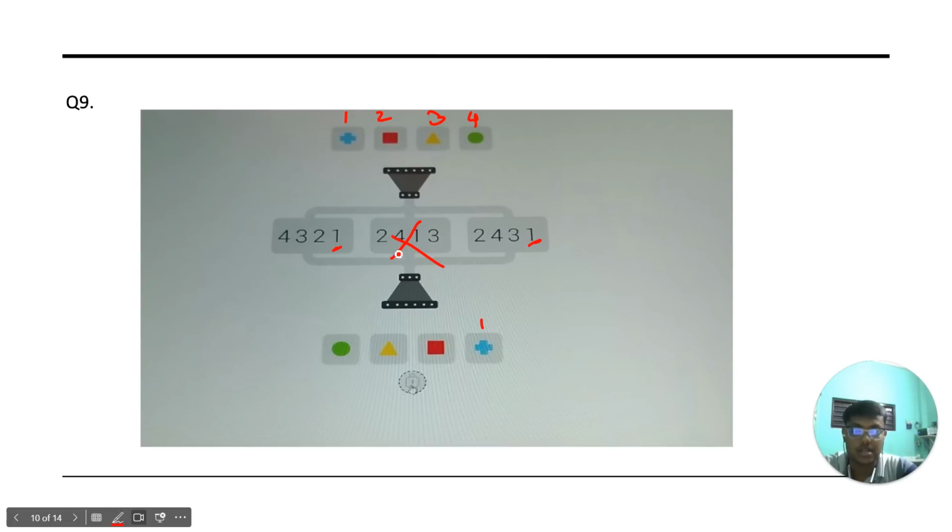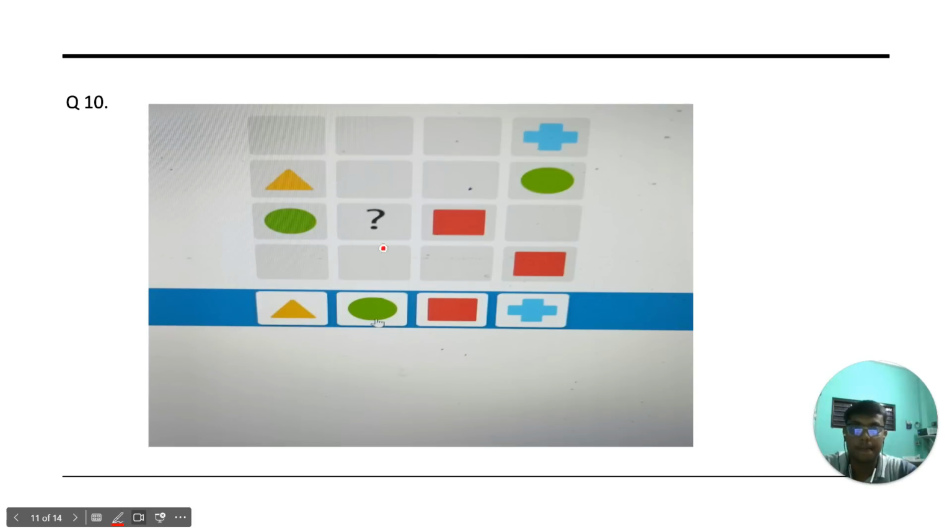So the square, our second symbol, has moved to the third position. So second symbol at third position. This is the correct option. Hope you all got it. Let's move on to question 10.